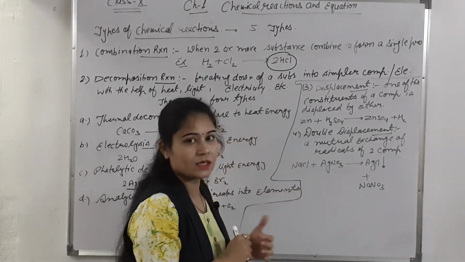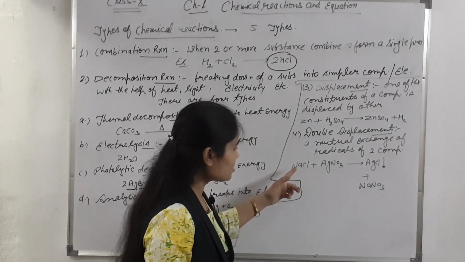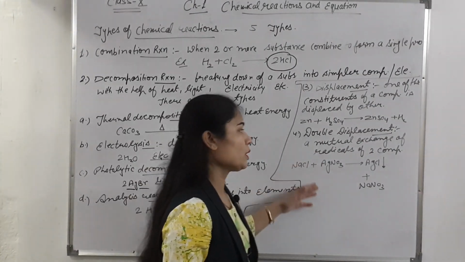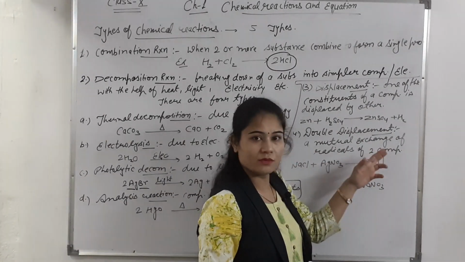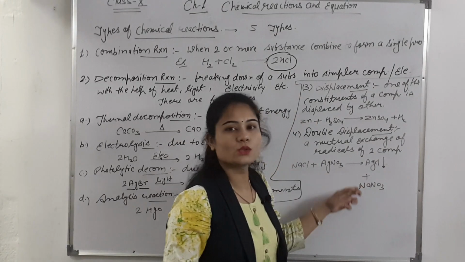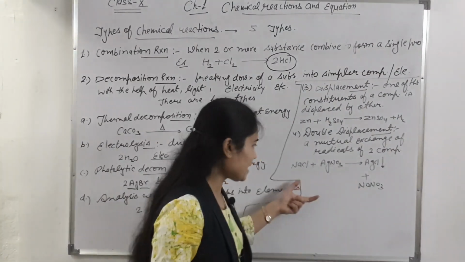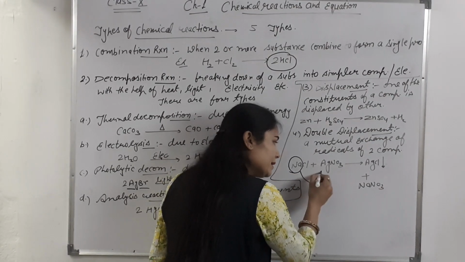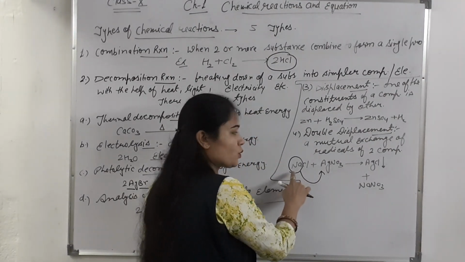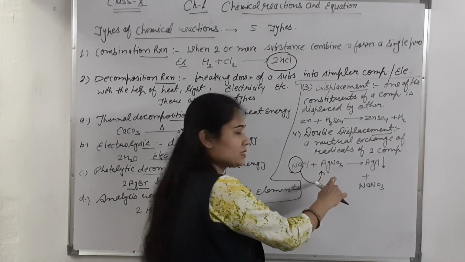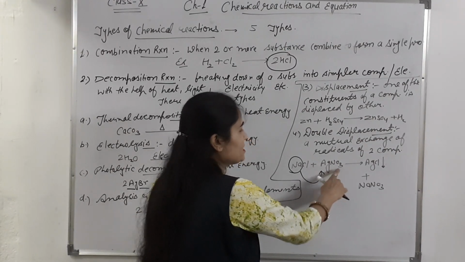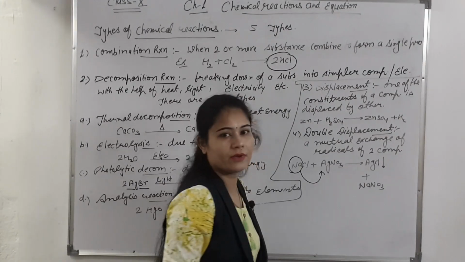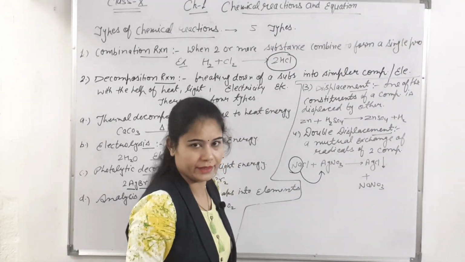NaCl, this is sodium chloride. When this sodium chloride is reacted with silver nitrate, it will give the final products: silver chloride and sodium nitrate. In this type of reaction, sodium is more reactive than silver. So sodium easily displaces silver, and this NO3 will easily form the product NaNO3, sodium nitrate.